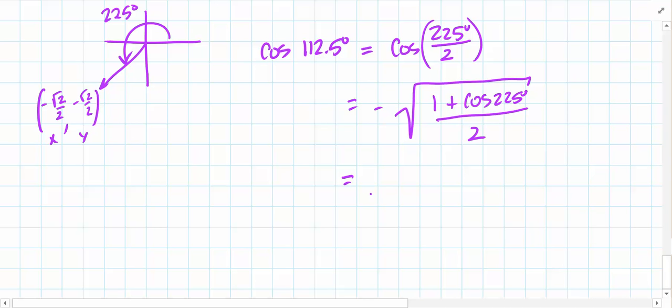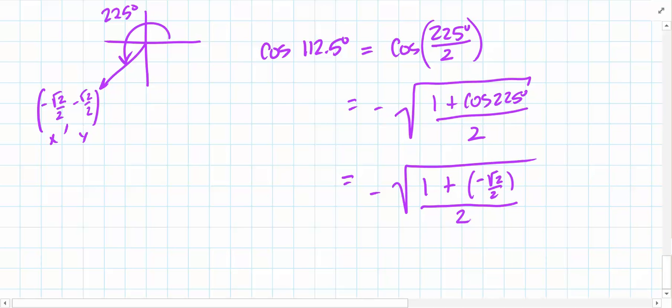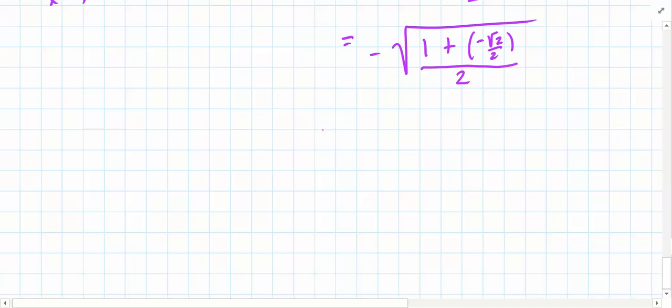Okay, good. So it's going to be negative square root of 1 plus, what's the cosine of 225? We figured it out earlier. Negative root 2 over 2, right? Good. And then all divided by 2 in my denominator. So all we have to do is the algebra part. This is going to be the negative square root of 1 minus root 2 over 2, all divided by 2.